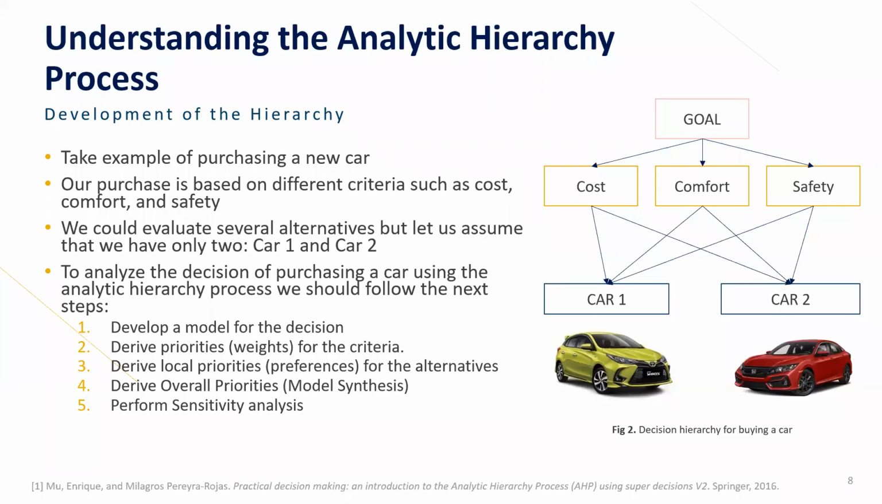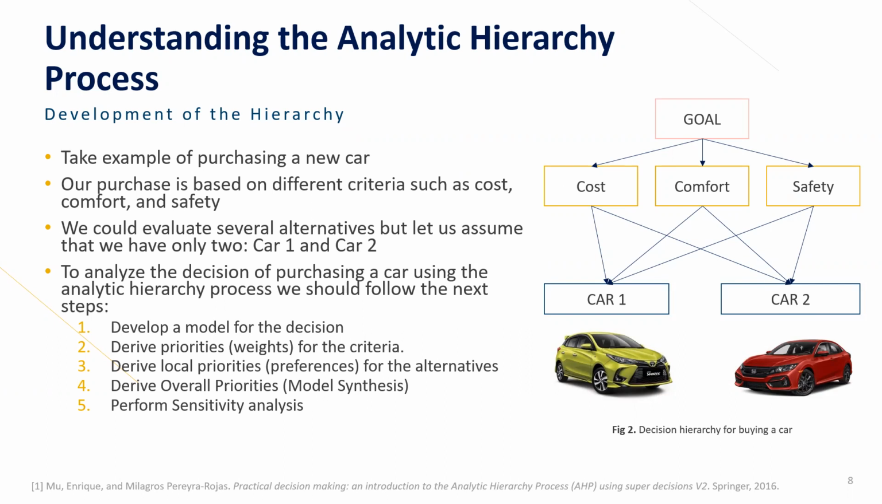Okay, now we will try Super Decisions, the software for AHP, for our example, the one that we already discussed on how to calculate manually. This is the problem that we are going to model in Super Decisions. We will have the goal to select the best car from these two alternative cars, and we have three criteria that we are going to consider among the selections.